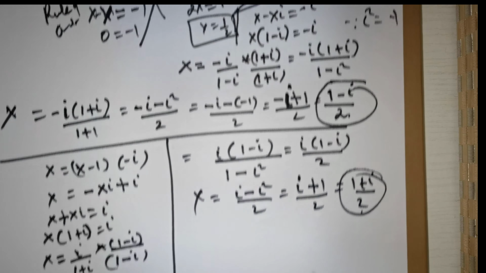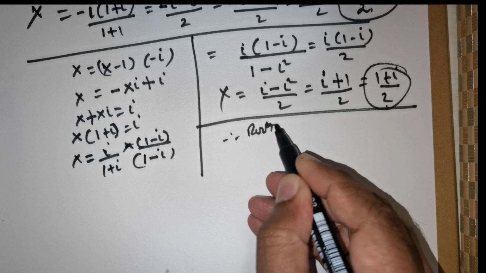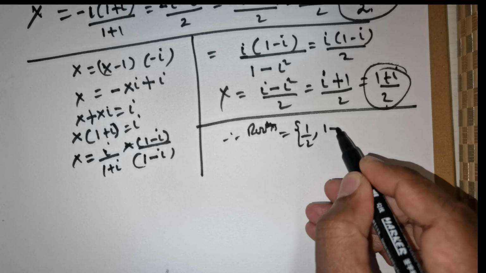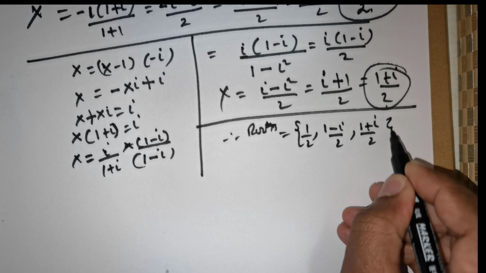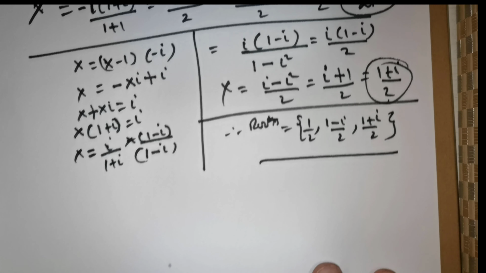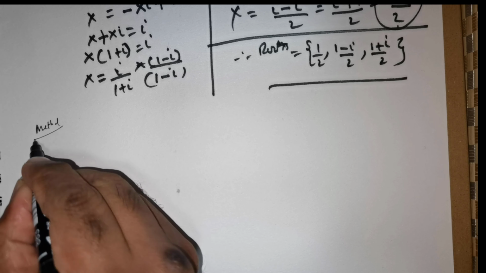You see that 3 roots I have obtained. So therefore the values for x are 1 over 2, 1 minus i over 2, and 1 plus i over 2. So these are the values. So this is the second way, and we will move on to the third one. Now let me show you the third way, method number 3.